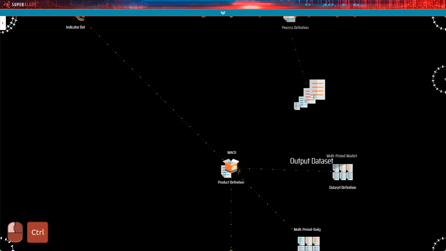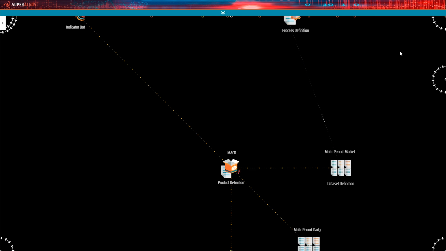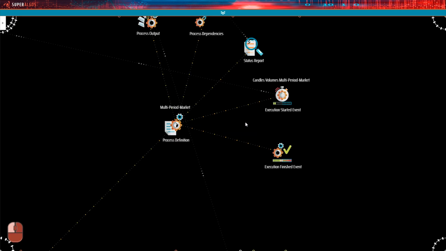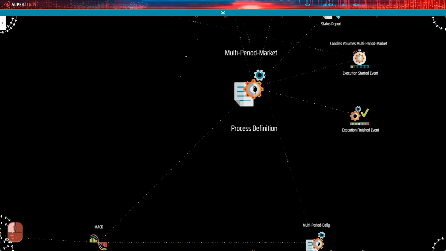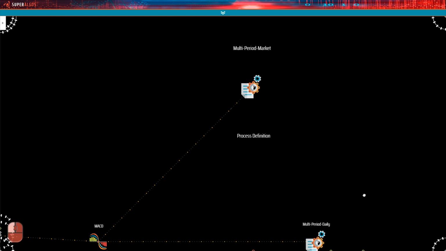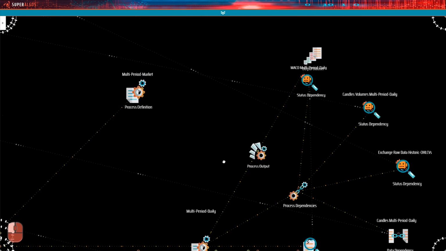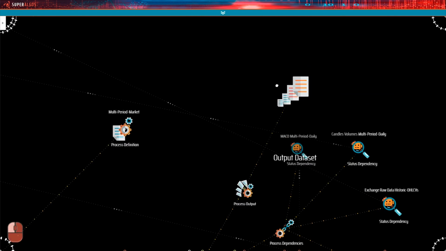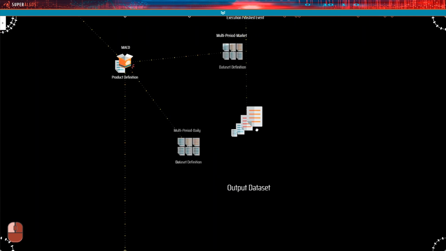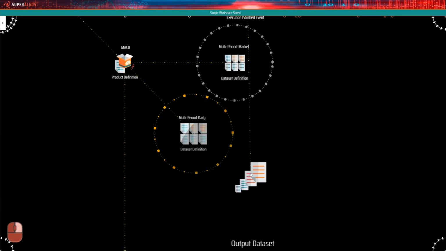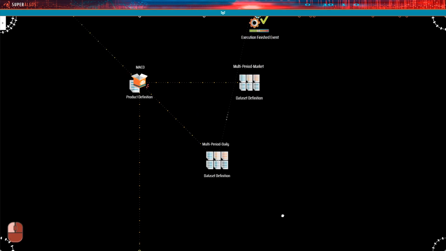As usual, the output dataset in the multi-period market process must reference the multi-period market dataset definition, and the output dataset in the multi-period daily process must reference the multi-period daily dataset definition. These references tell each of the processes how they must structure their outputs. In case you had more than one product, then you'd have dataset definitions for each of the products, and more than one output dataset in the process output referencing the corresponding dataset definitions in each product.